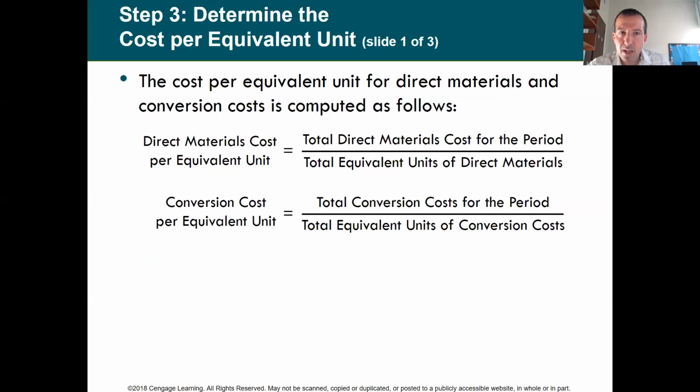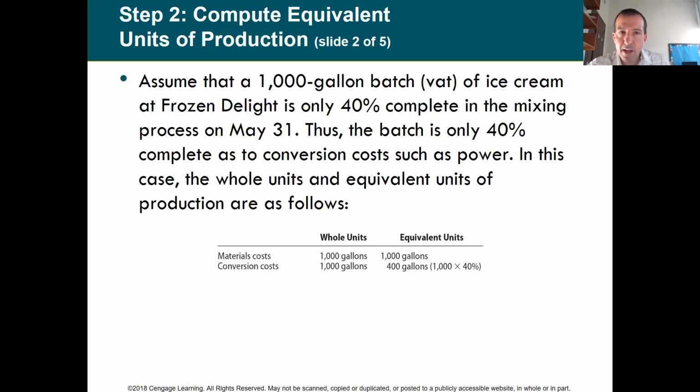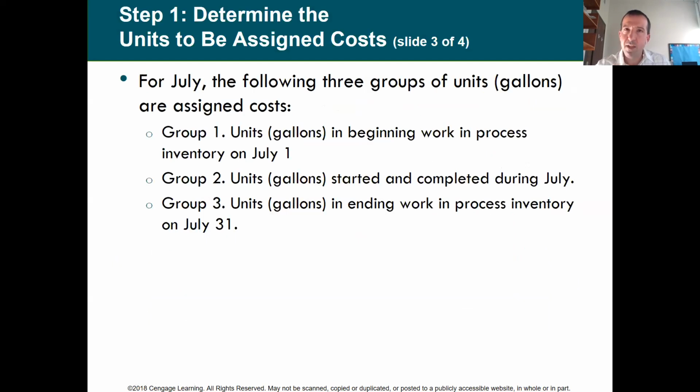So remember that there are 4 steps. Step 1 is to identify the units. Step 2 is to figure out the equivalent units of production for each group: groups 1, 2, and 3. Group 1 is the beginning balance, group 2 is started and completed that month, and group 3 is the remaining inventory. The third step is to calculate the unit cost for both materials and conversion. And then step 4 is to allocate cost to the 3 different groups: beginning, started and completed in the same month, and ending. If you know these slides, it's probably the majority of the questions you'll see on the homework and the quiz.